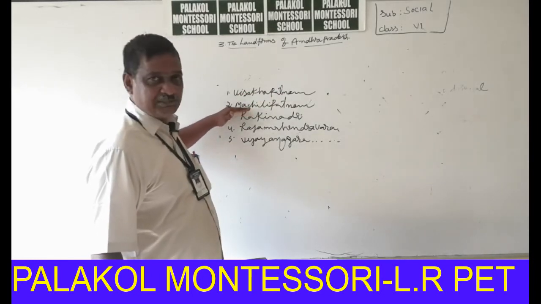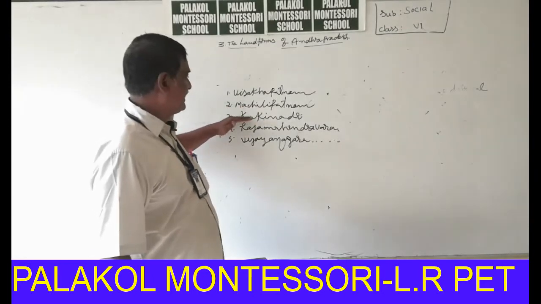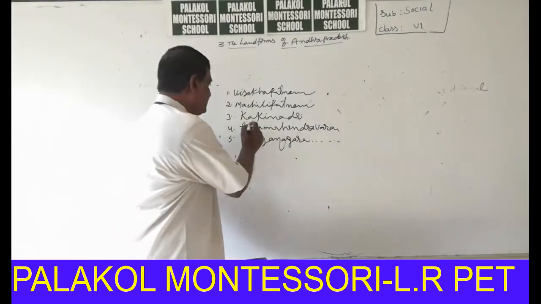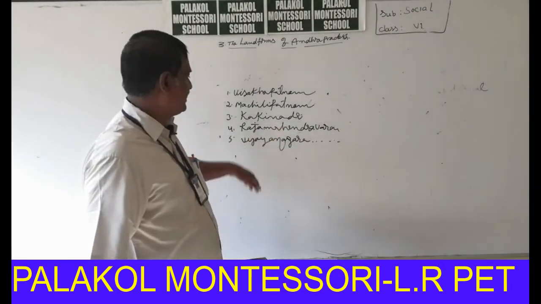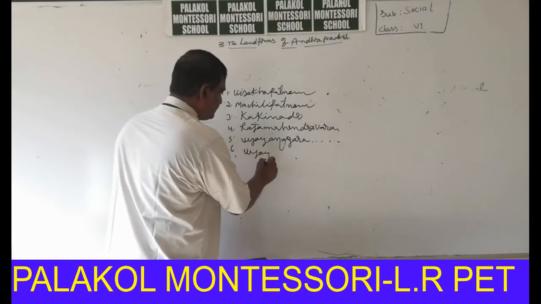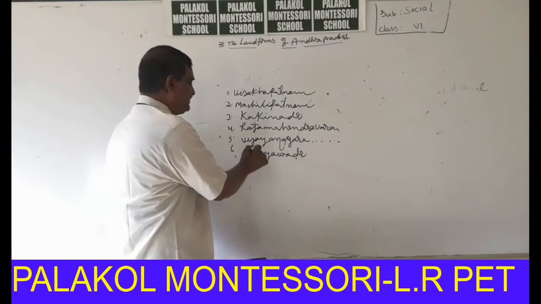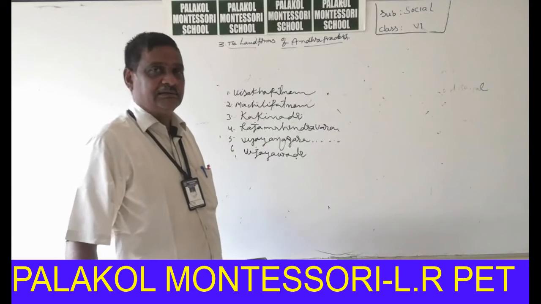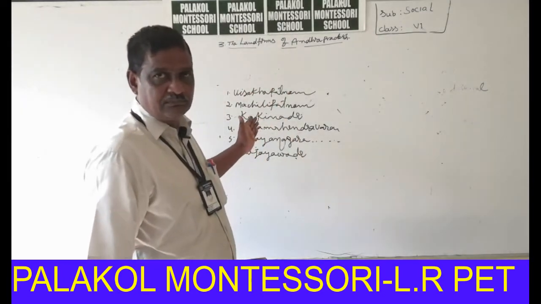Second, Machilipatnam. It is also a well-developed city in the coastal region. And Kakinada, this is also a well-developed city. And Rajahmundry, it is also a well-developed city. And Vizianagaram and Vijayawada also you have to say. So these are the important cities which are developed in coastal regions. You understand what I explained?